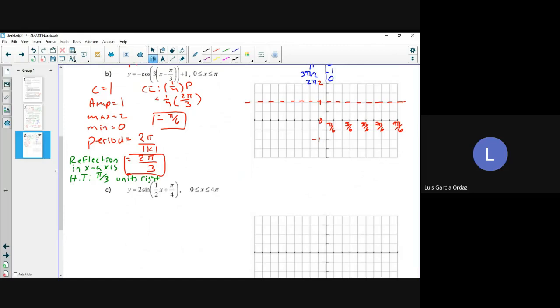So now we can start plotting, but we need to figure out the important points in a cosine function. So what are the key points we're looking at in a cosine function? What is our cos at 0? 1. Cos at pi over 2? Cos at pi? -1. 3 pi over 2? 0. And 2 pi? 1. So now we're going to do what we did in the first question. We are going to use our mapping notation to get the new points of the graph.